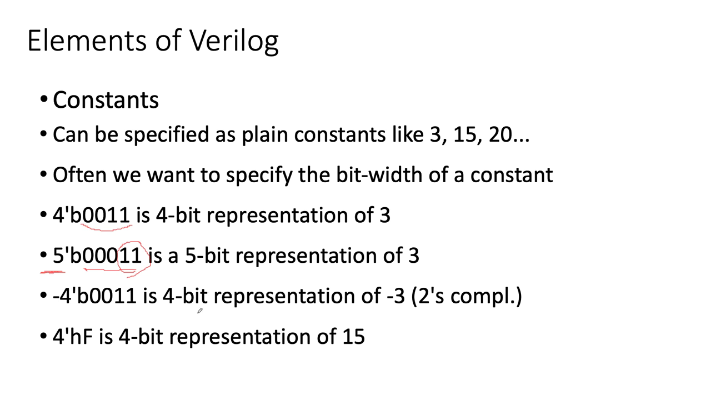For negatives, just like that, for minus 3, using 2's complement, we can have a 4-bit representation. It's pretty intuitive. And for the representation of 15 in 4 bits, we can write it as F, okay, instead of in binary. So there are different ways to define constants.